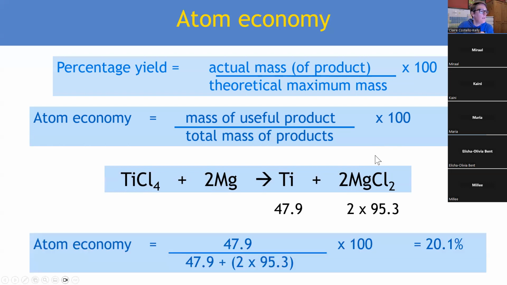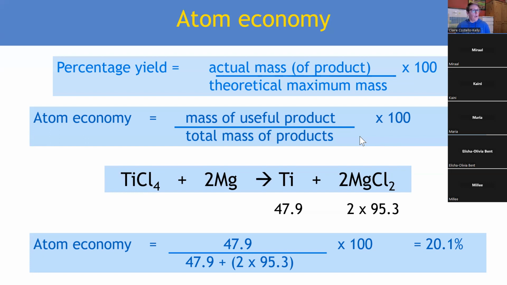So how I do the atom economy: useful mass is just titanium, 47.9. Total mass is the titanium plus the magnesium chloride, which is on the bottom. I times it by 100, and I see that this is not a very good atom economy. Does that matter? Possibly not. It really depends on what I want to do with that titanium, and if there's anything else I can do.